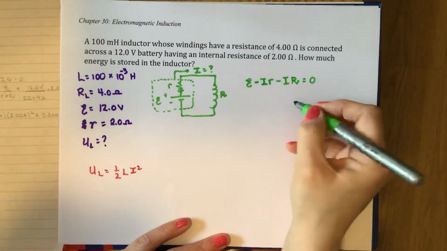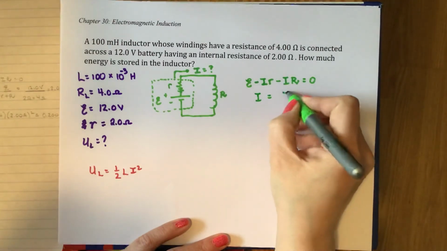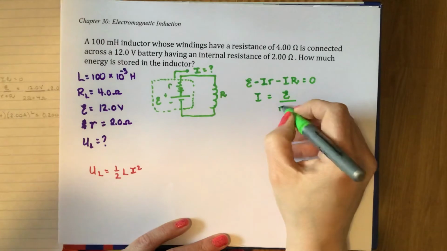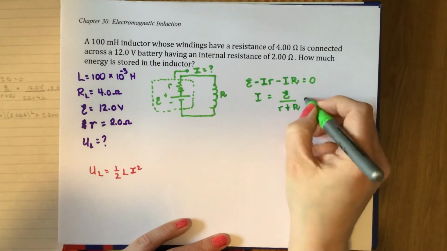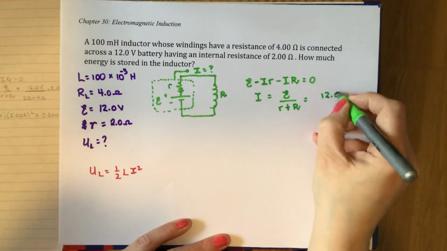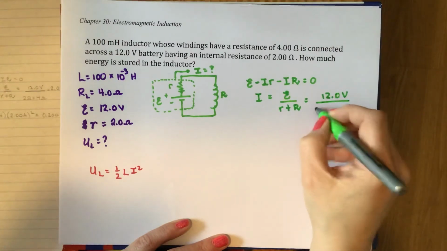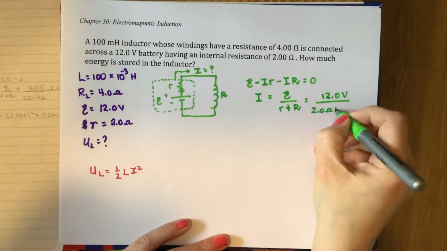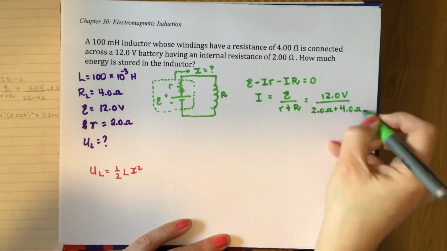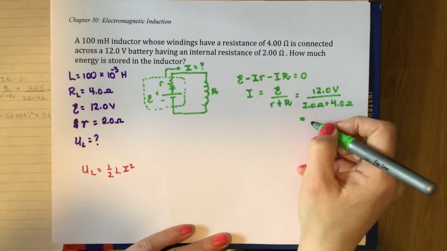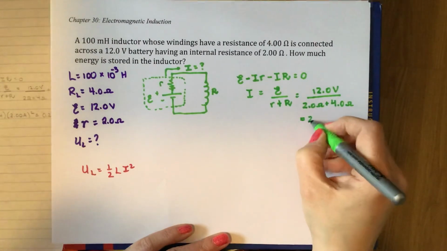So we can solve this for our current I. I is the potential over the combined resistance. So 12 volts divided by 2 ohms plus 4 ohms. So the current that flows through this circuit then is 2 amps.